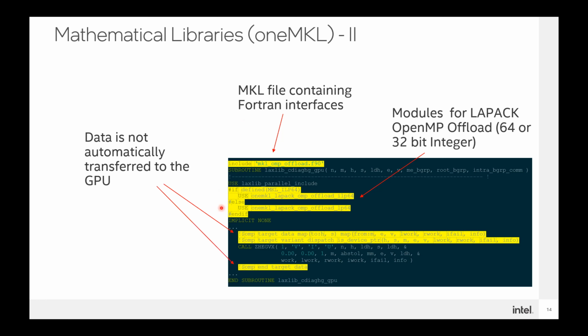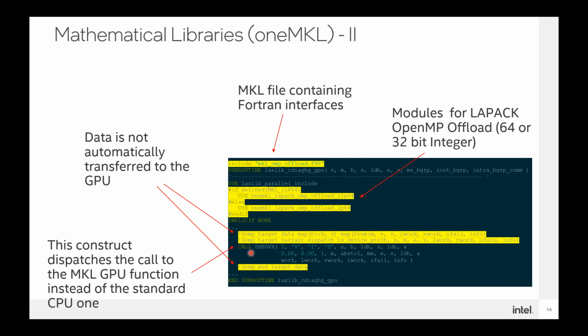Then one thing to remark is that for MKL, the data is not automatically transferred to the GPU. So the developer needs to take care of data movement between host and device. If you want a mathematical function to run on the device, you need to prepare the data environment on the device accordingly. And this is how you can do it. For instance, here we use the target data map construct from OpenMP. So we are transferring H and S to the device memory, and we are saying that we want this other data back on the host when this region is finished.